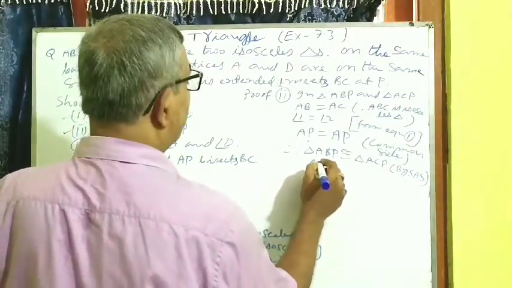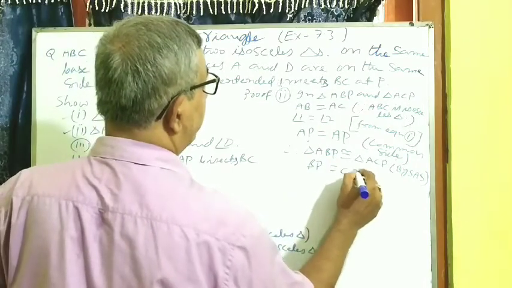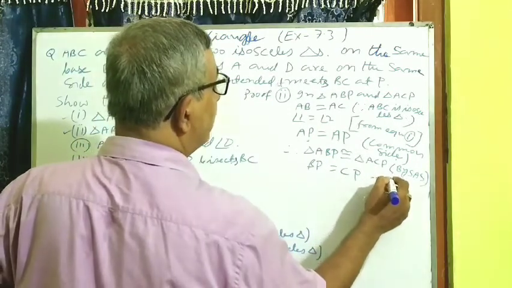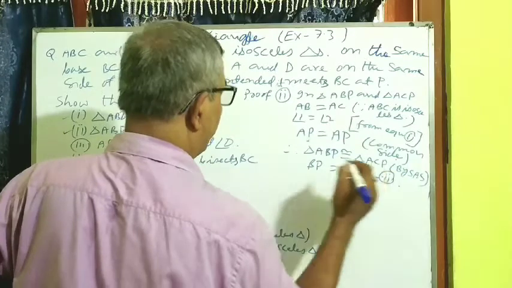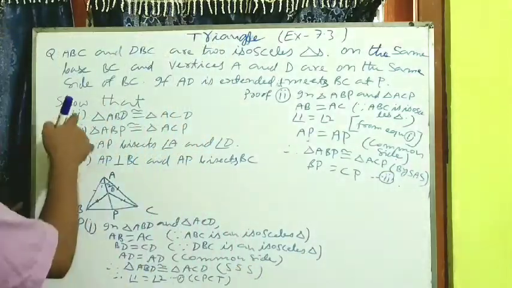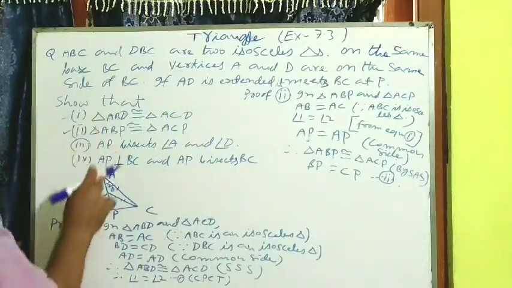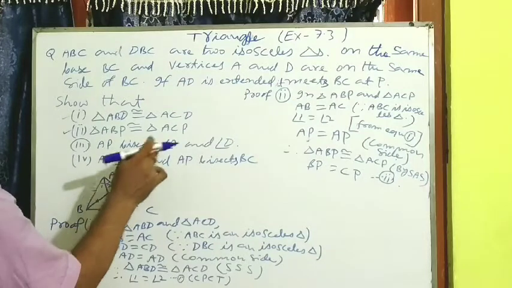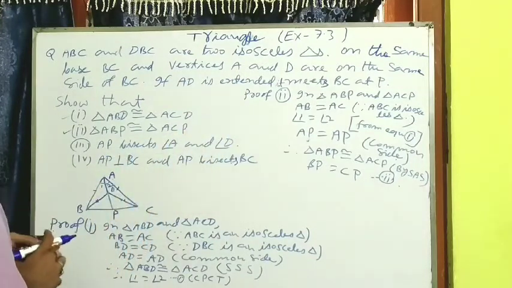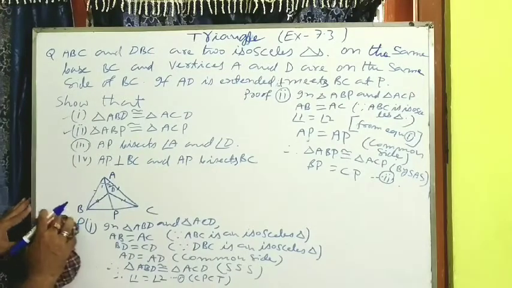BP is equal to CP. It is equation 2 I am writing. Okay, so in this way, proof 1 and proof 2 I have done. Now I have to prove that AP bisects angle A and angle D. I don't have space, so I am going to draw here.